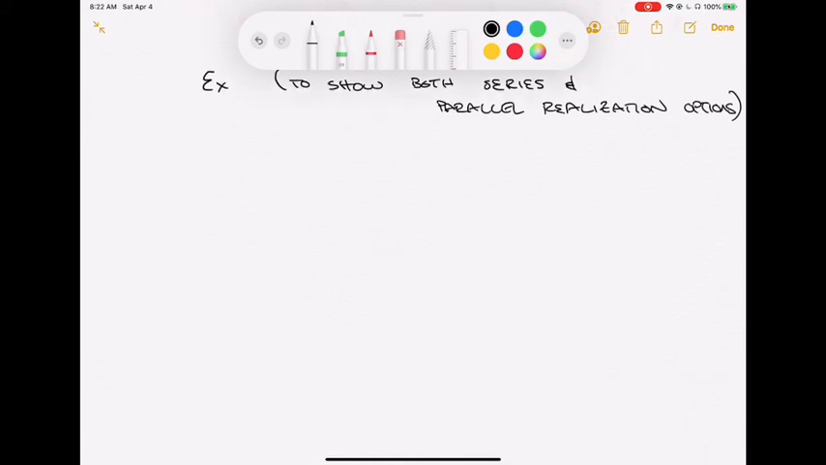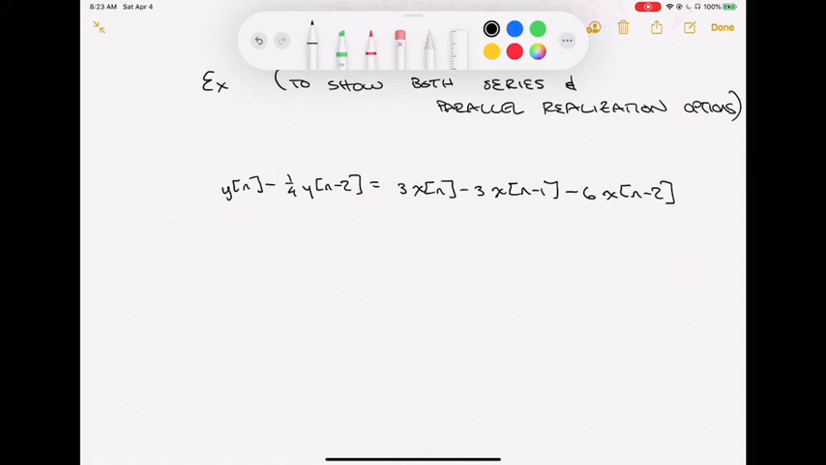So let's take a look at a difference equation. The difference equation I'm going to choose is going to be y of n minus 1/4 y of n minus 2 is equal to 3x of n minus 3x of n minus 1, and I'm going to have a minus 6x of n minus 2. So this is a real system, right? It's implementable. This is in delay form. Second order system, I've got a maximum of 2 delays in there. Constant coefficient linear difference equation, causal, realizable, real system. Don't know yet whether it's stable, but certainly something that we could build.